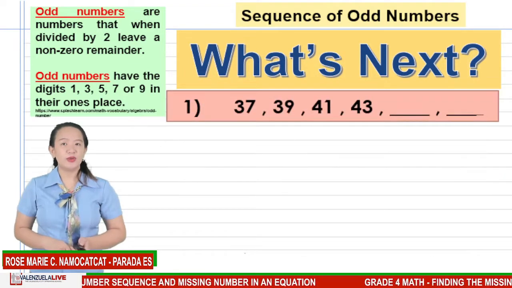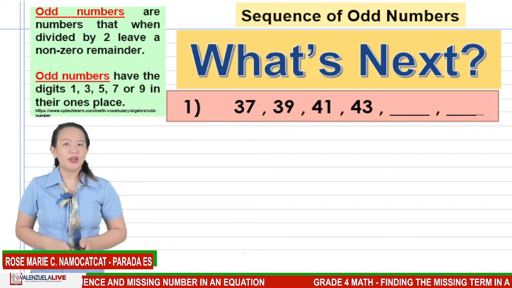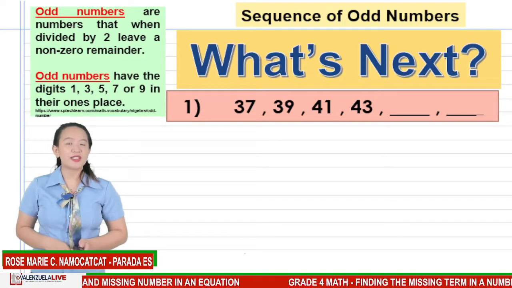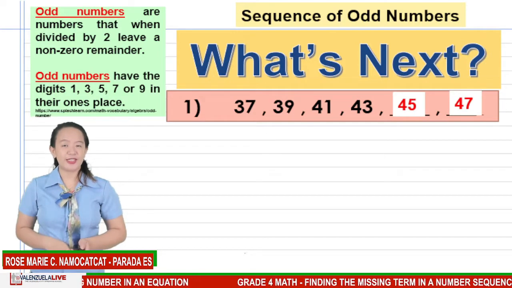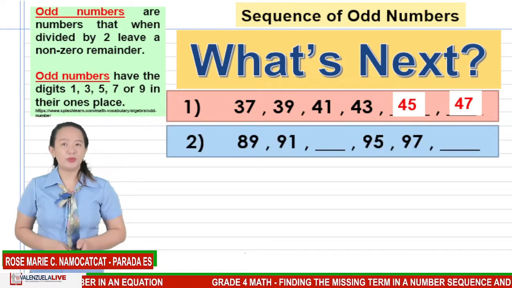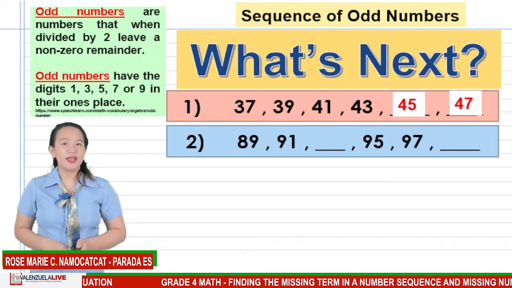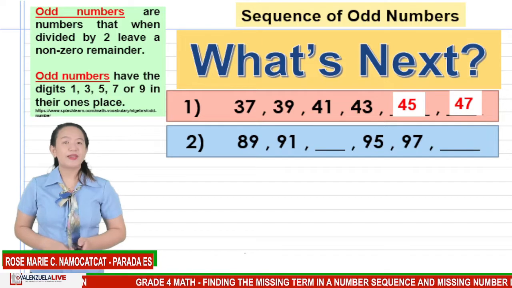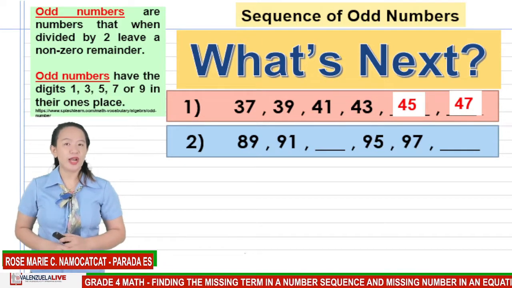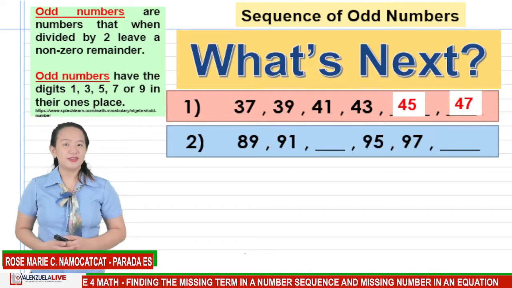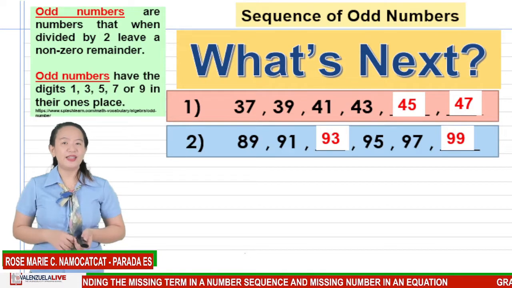The first one, we have 37, 39, 41, 43. So what will be the next two numbers? Great, this is 45 and 47. For number 2, we have here 89, 91, and then the missing number, 95, 97, and another missing number. So what will be our answer for that? Okay, great. It is 93 and 99.